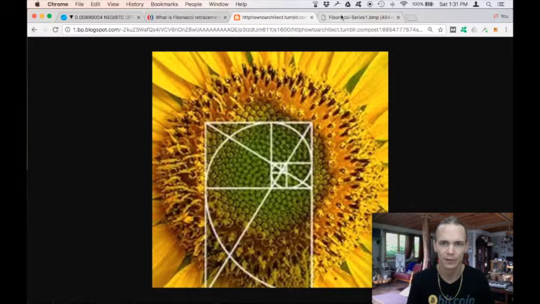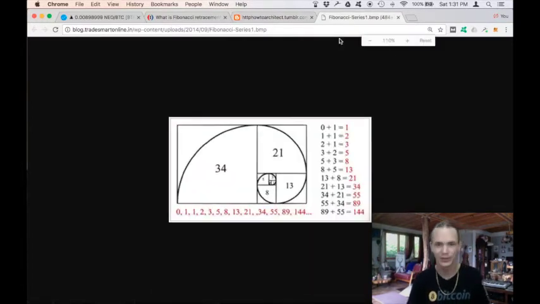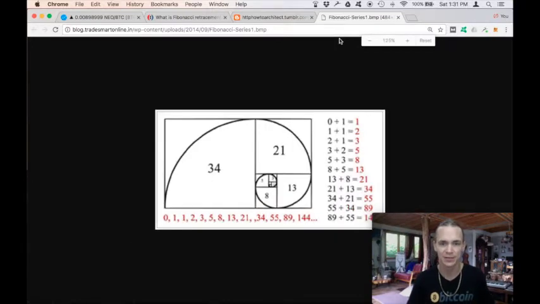So what does the Fibonacci sequence look like without the beautiful plant? Well, there it is. Now, what is this? It's a sequence of numbers where you have 1, and then 1 plus 1 is 2. 2 plus 1 is then 3. 3 plus 2 is then 5. 5 plus 3 is 8. Right? 8 plus 5, 13, and so on.